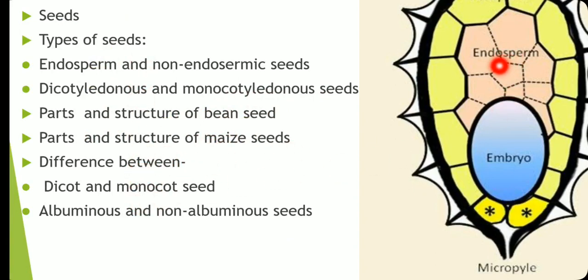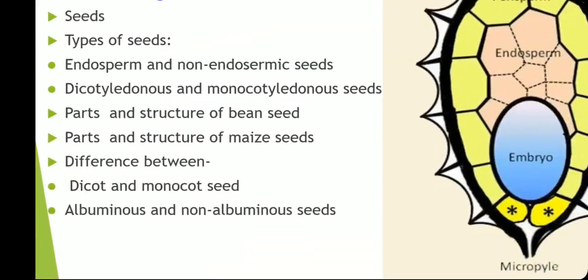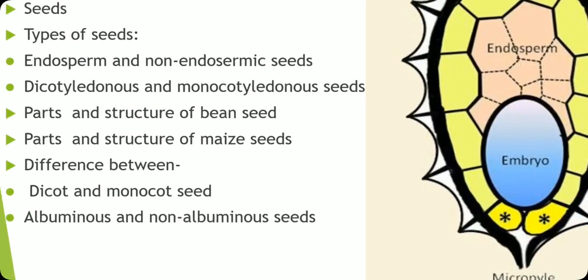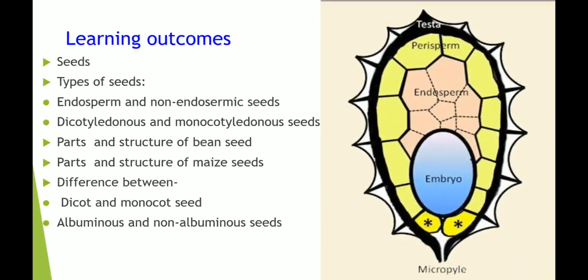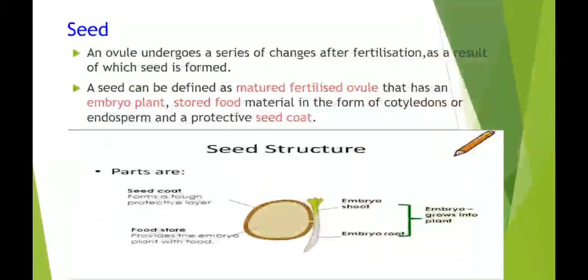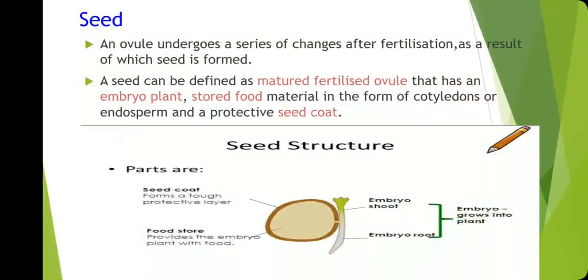Okay, so here you can see the general structure of a seed and embryo. As you know, embryo and endosperm, this I have already explained in the previous video lesson. This perisperm is a new term for you. Just keep this perisperm term in mind. I'll explain later about this in this video lesson. Okay, so keep this in mind. Then the first topic of this chapter is seed.